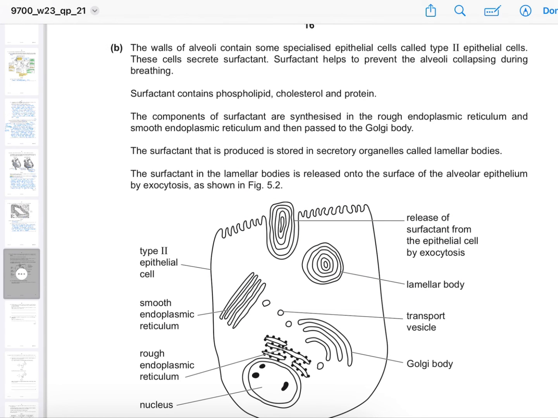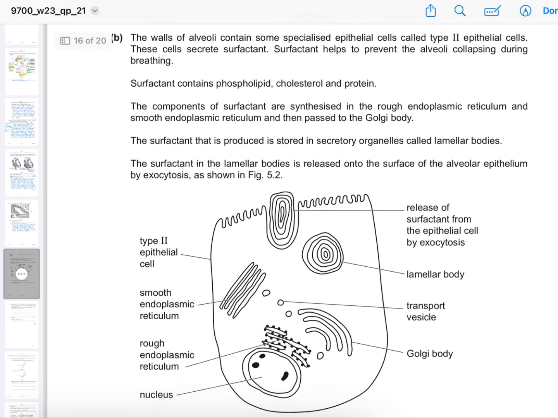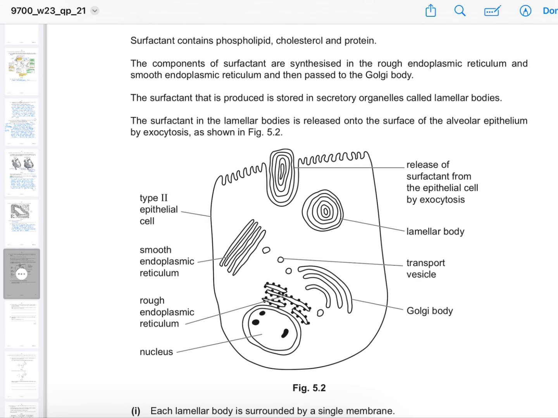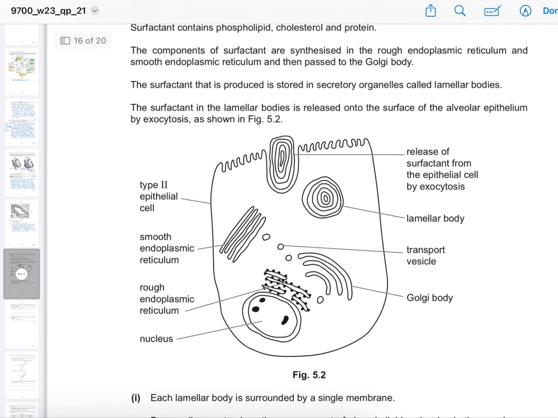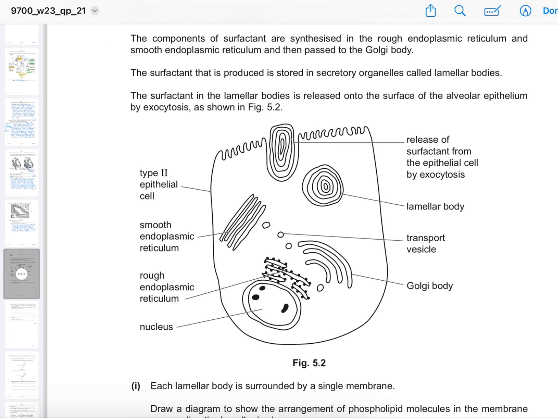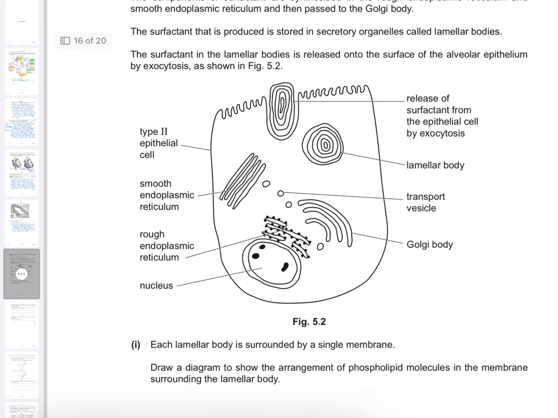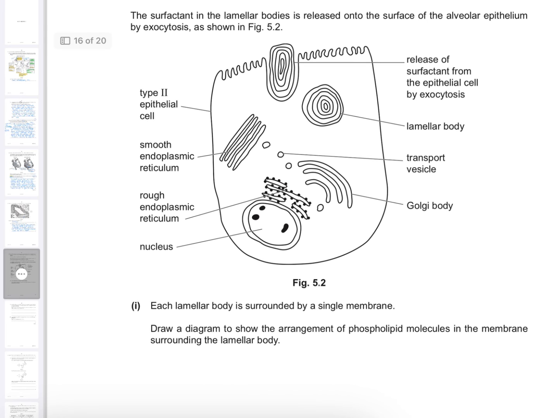Part B. The walls of alveoli contain some specialized epithelial cells called type 2 epithelial cells. These cells secrete surfactant. Surfactant helps to prevent the alveoli collapsing during breathing. Surfactant contains phospholipid, cholesterol, and protein. The components of surfactant are synthesized in rough endoplasmic reticulum and smooth endoplasmic reticulum and then passed to the Golgi body. The surfactant that is produced is stored in secretory organelles called lamellar bodies. The surfactant in the lamellar bodies is released onto the surface of the alveolar epithelium by exocytosis, as shown in figure 5.2.